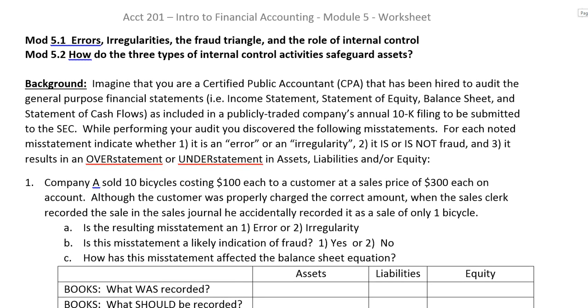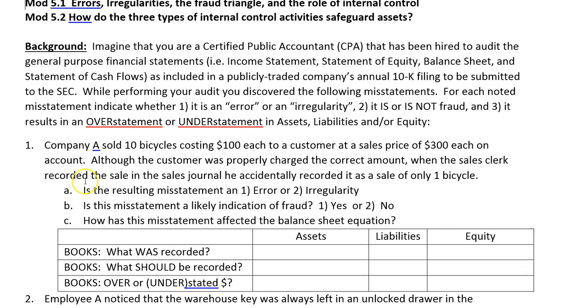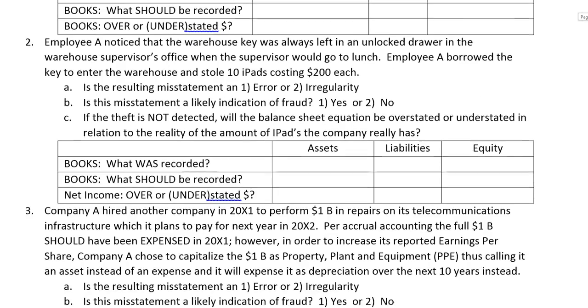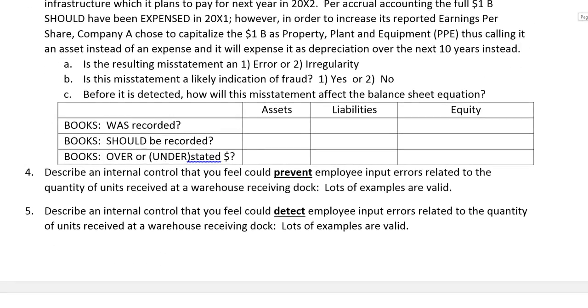Okay, so for this first one, all you need to do is read the scenario and determine whether this is an error or irregularity. Do you think it's an indication of fraud? And how do you think that will affect the balance sheet? In other words, what was recorded based on this information, what should be recorded, and then indicate whether the accounting records, based on what was recorded, are over or understated in relation to what should be recorded. Okay, do that for the next one as well, and the next one as well.